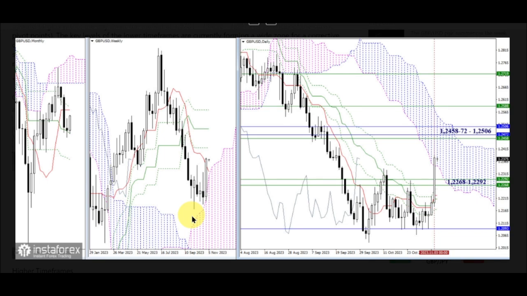In the current situation, the continuation of the upward trend will aim to test the next cluster of resistances in the area of 1.2458, 1.2472, and 1.2506 monthly levels plus weekly Fibonacci Kijun.